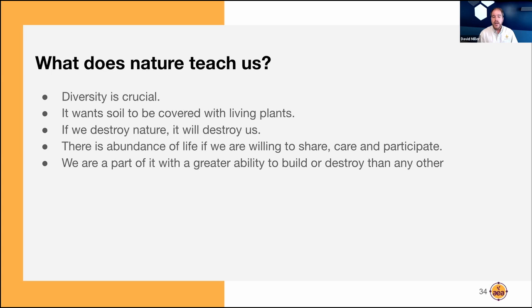There is abundance of life in this whole ecosystem that we are a part of. And that abundance of life comes when we're willing to share, when we're willing to care, when we're willing to participate and be a part of the natural systems. I think nature wants to teach us that we are a part of nature and that we may have the greatest ability and responsibility to build or destroy nature than any other part of nature.